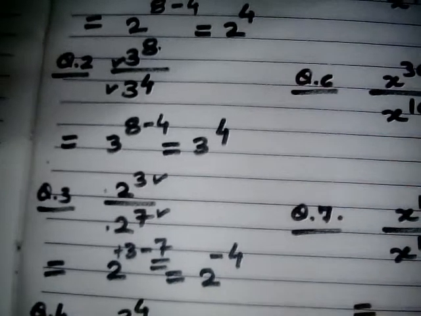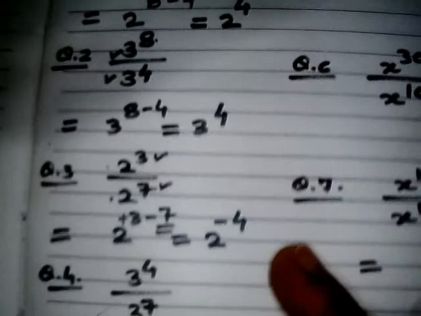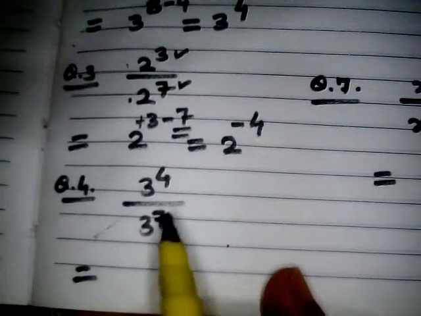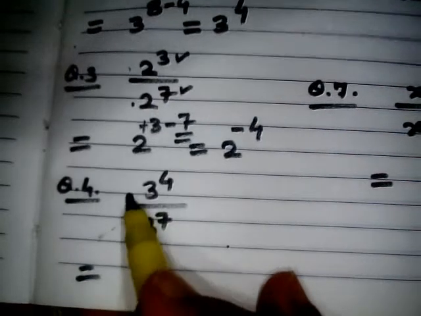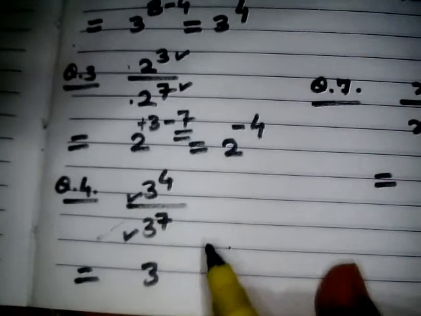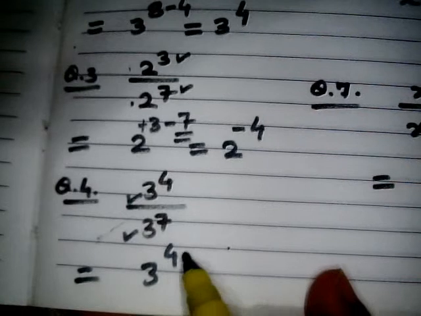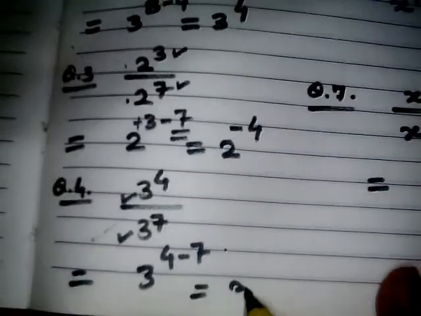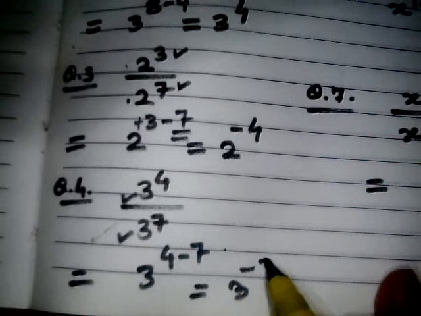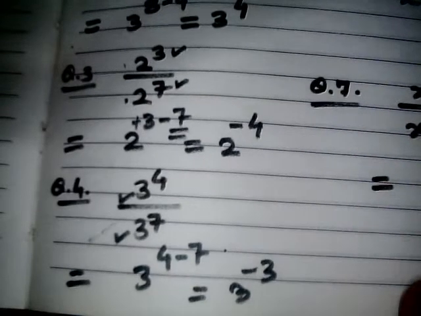Now 3 to the power 4 over 3 to the power 7, the same, here the base is 3, so 3 to the power 4 minus 7, again 3 to the power negative 3.